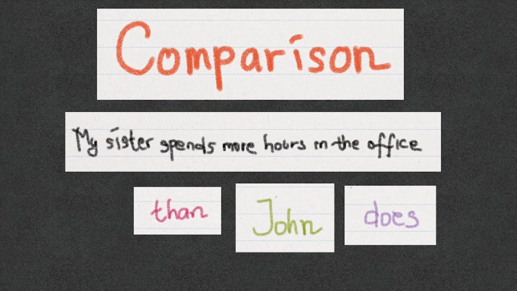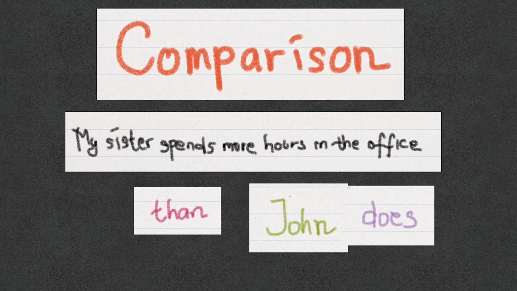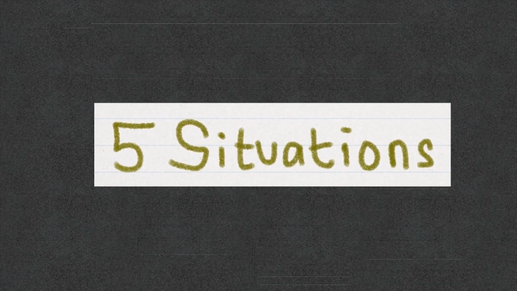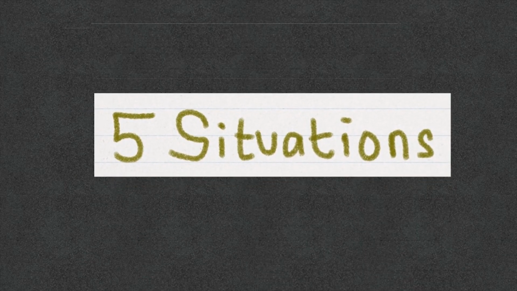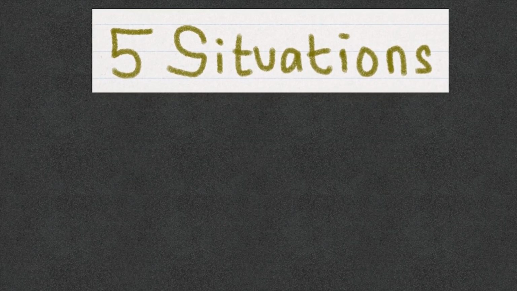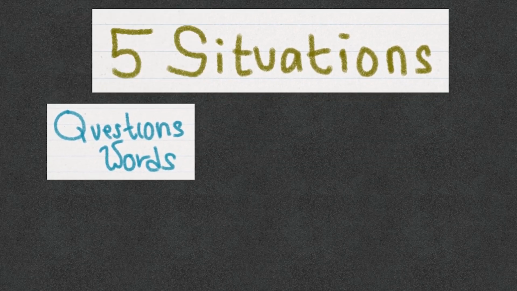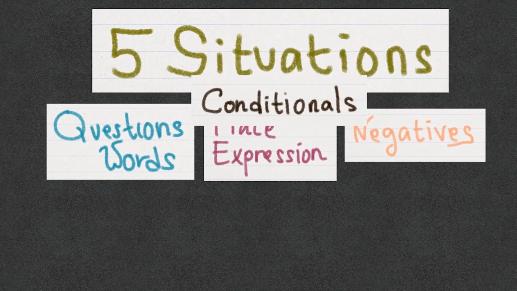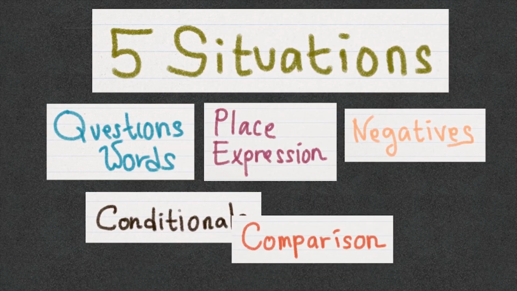Or we could also invert verb and subject to create a more formal meaning. My sister spends more hours in the office than does John. To sum up the lesson, there are 5 situations in which we can invert subject and verb. The first, question words. Second, place expression. Third, negatives. Fourth, conditionals. And fifth, comparisons.